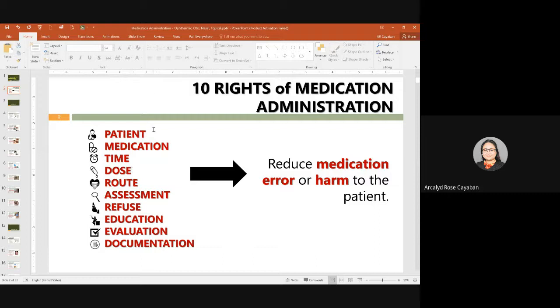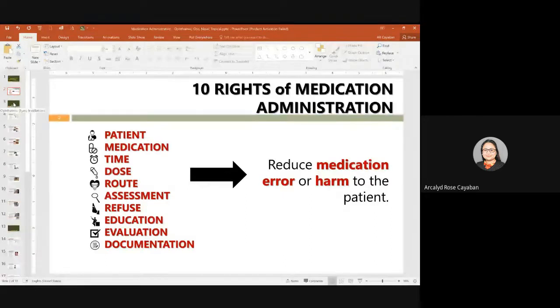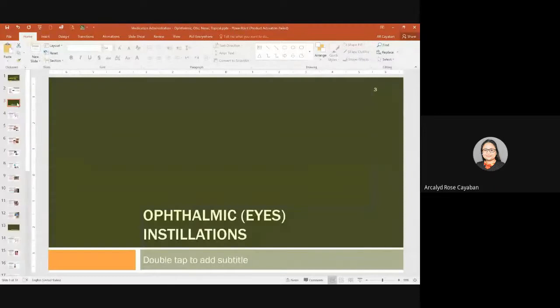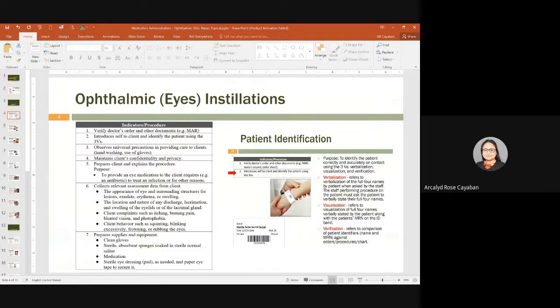Now, we have the oral route that we have discussed last week. Today, for this week, we're going to discuss 4 different routes, which are ophthalmic, otic, nasal, and topical. We start with the first topic, which is the ophthalmic. Ophthalmic came from the Greek word ophthalmikos, which meant eyes. So if you encounter the word ophthalmic, it means eyes.